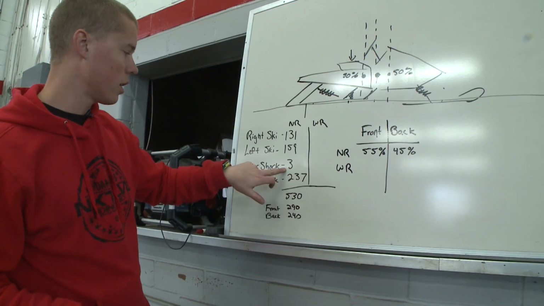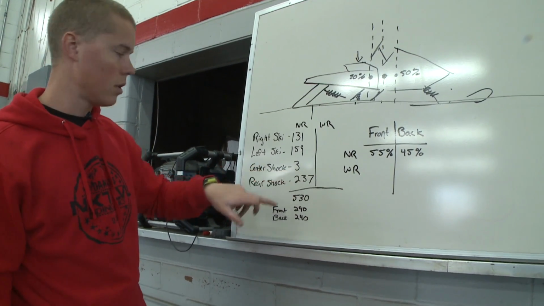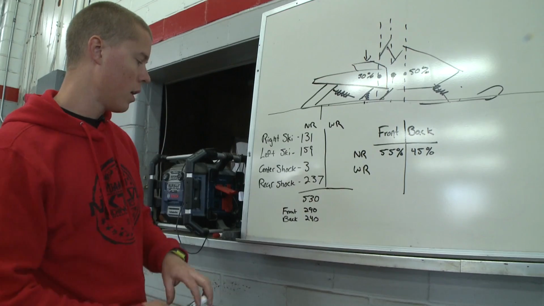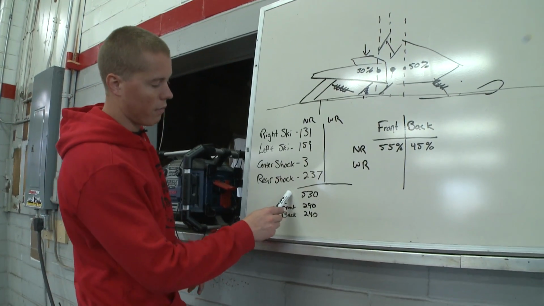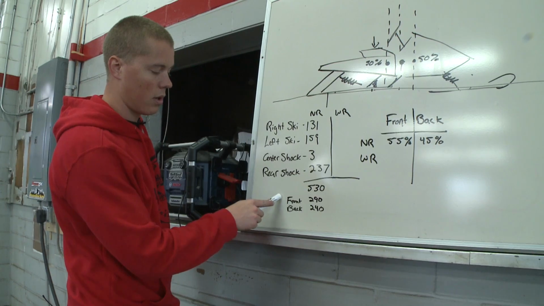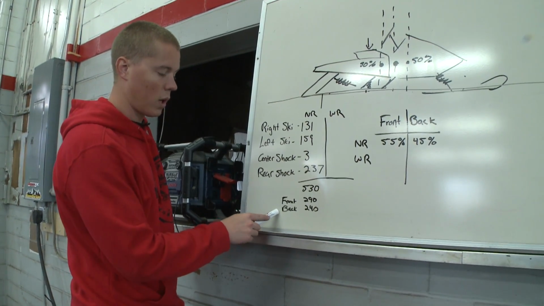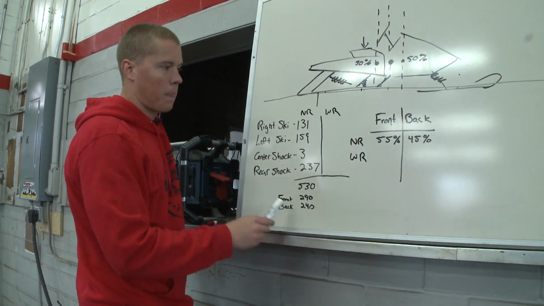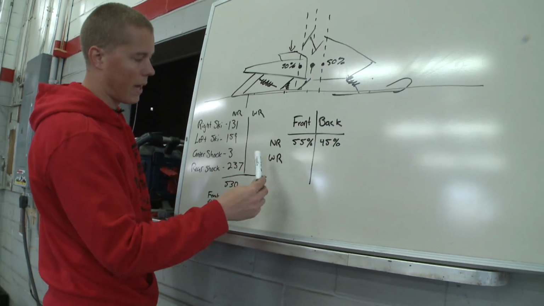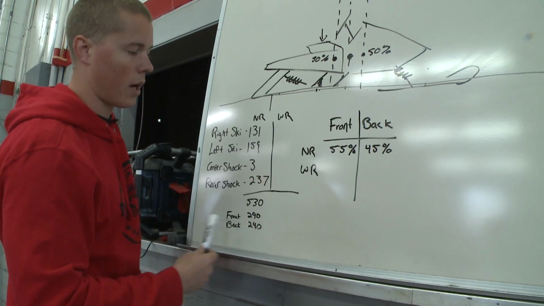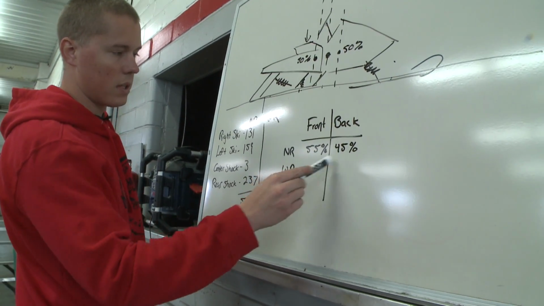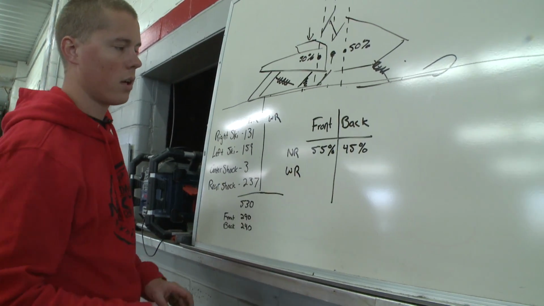The center shock, you can see, barely had any weight to it. The rear shock carried most of it without a rider, which gives us a total weight of 530 pounds, a front ski weight combined of 290 pounds, and a rear suspension weight of 240. Now, we've graphed it out in a percentage of front to back without the rider. NR is no rider, WR is with rider. And we're gonna see what this does when we put a rider on there.